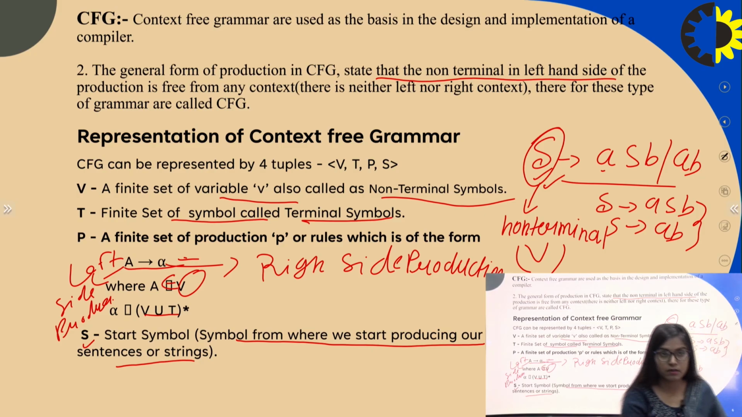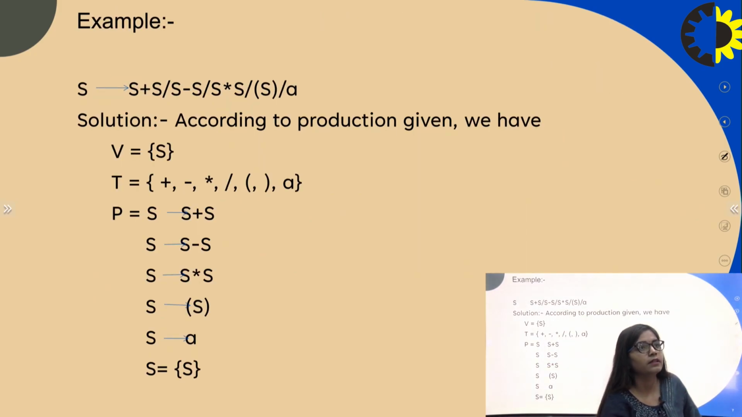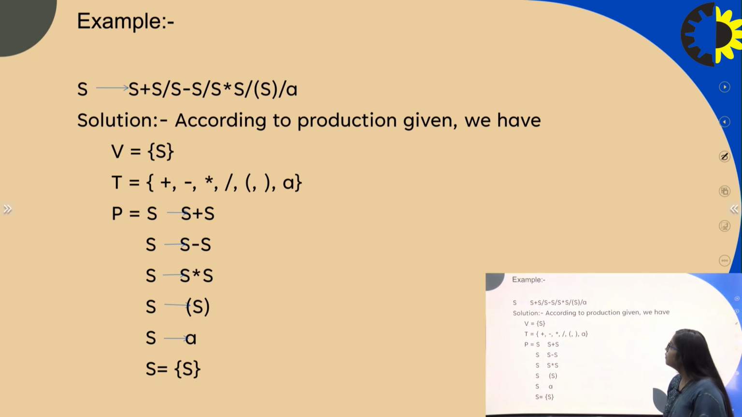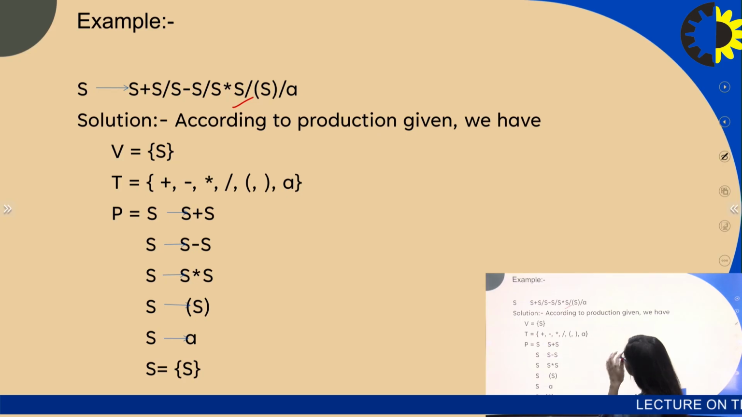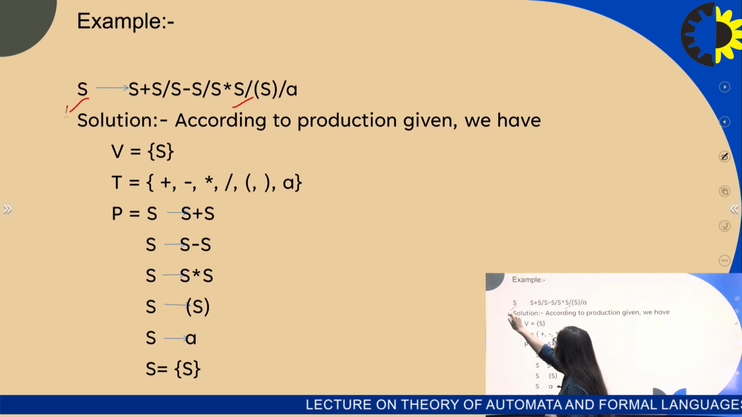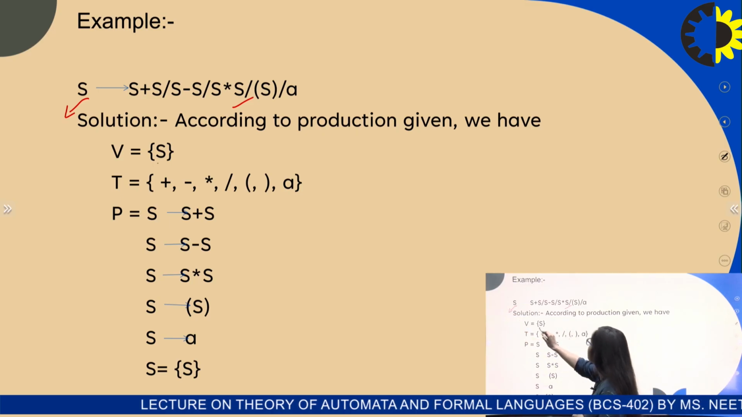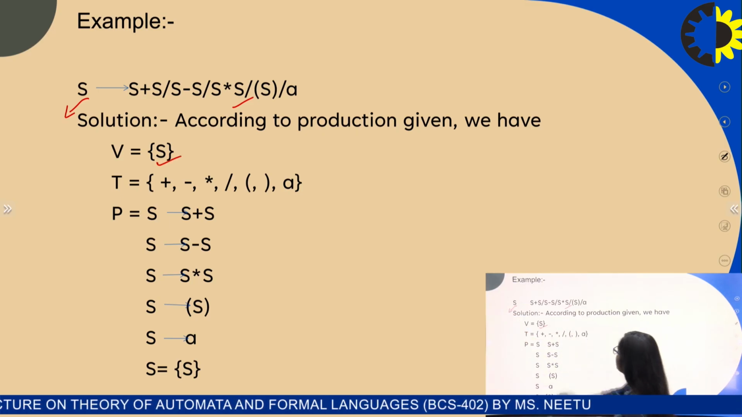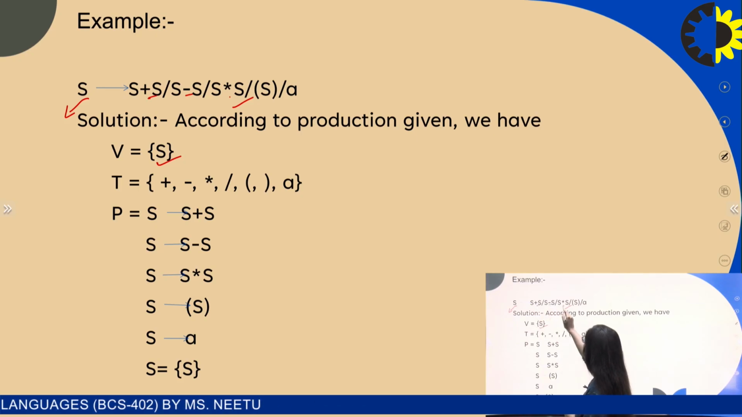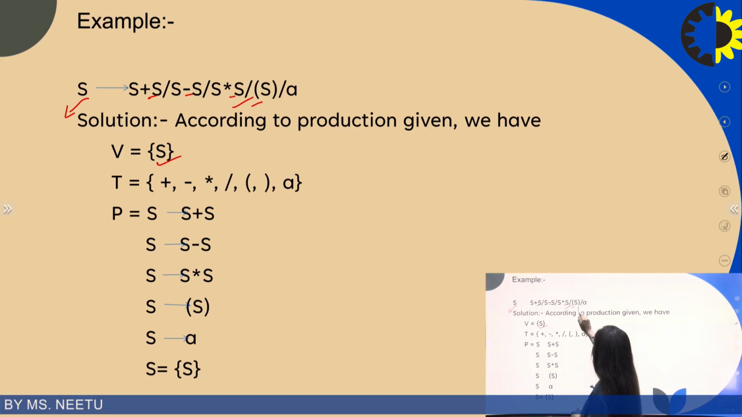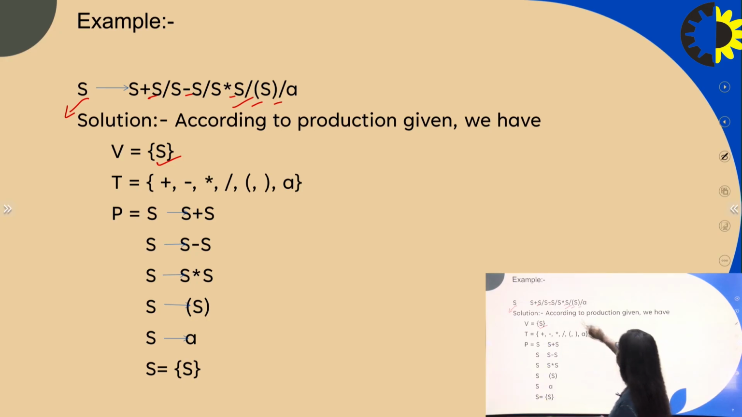So this is an example of a grammar. We have been given a grammar. How many non-terminals are in this grammar? A non-terminal is on the left-hand side of the production. So there is one non-terminal in this grammar, S. How many terminals are in this grammar? They are plus, minus, into, open parenthesis, close parenthesis and small a.